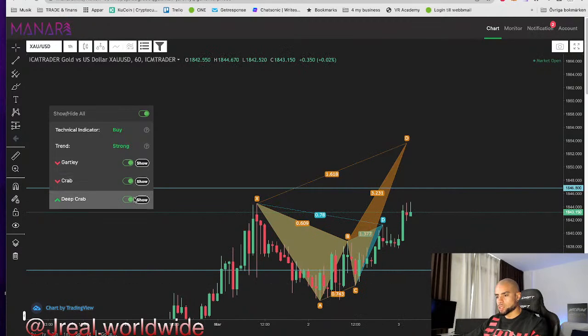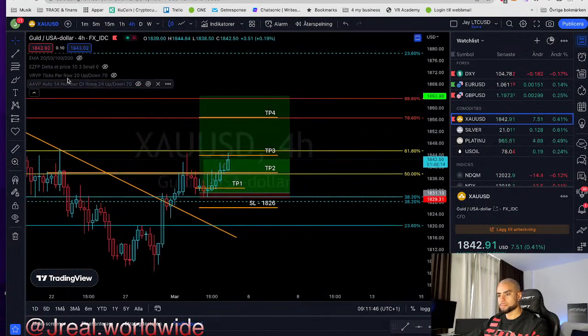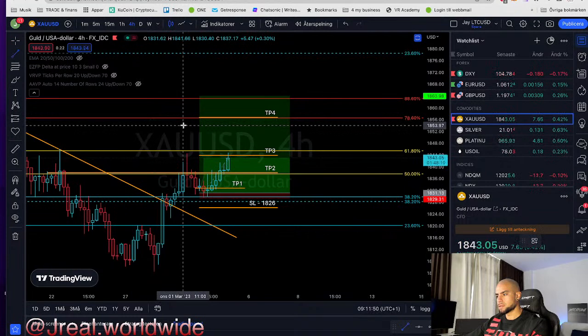And when it comes to gold, it has given us a crab pattern actually. That gives us a sell from about 1854. Let's investigate that level. 1854. That is about here.